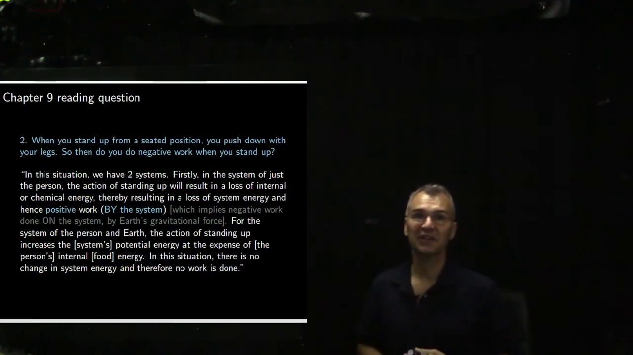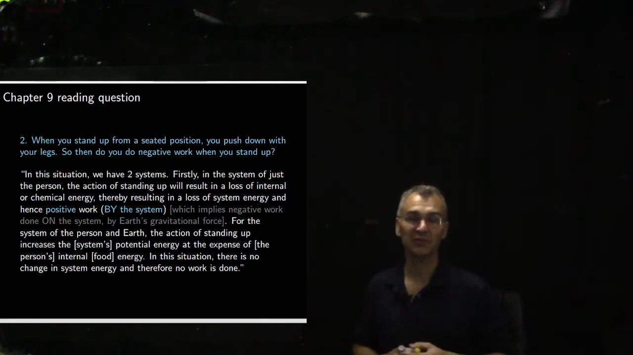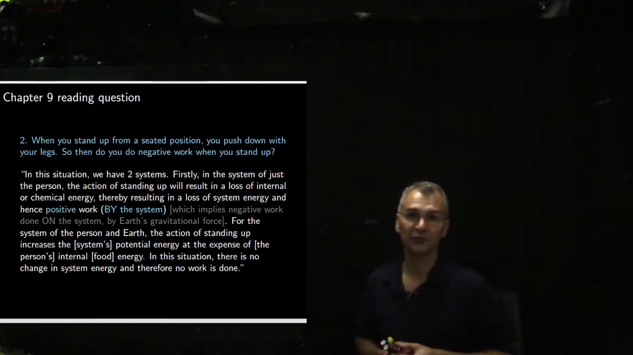Here is a kind of tricky and a little bit silly reading question whose main purpose is to get you to think a little bit harder about the definition of work. Work is the transfer of energy across a system boundary due to external forces. So work is the change in a system's energy caused by external forces. Or you could also say that work is an external force times the displacement of the point of application of that force, and you have to get the signs right.